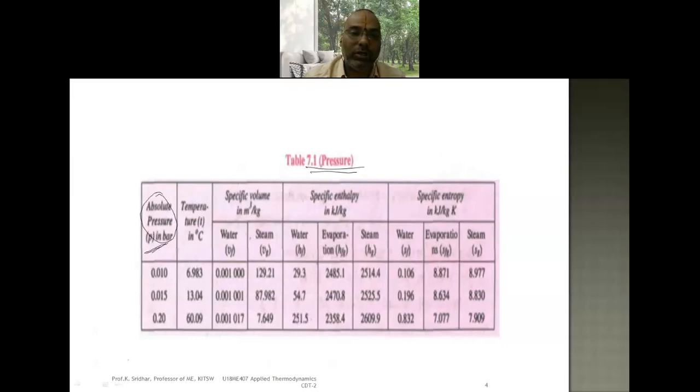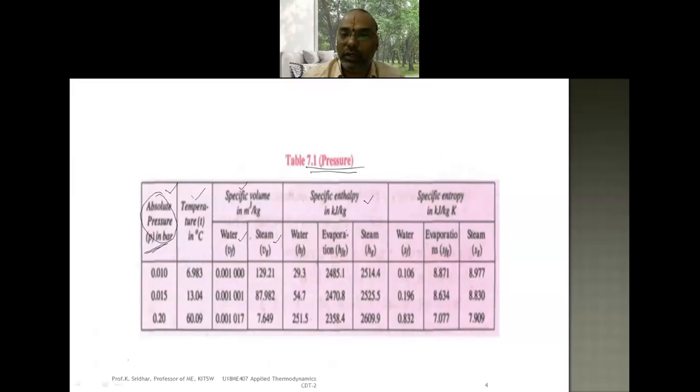If the temperature is in the first column, then it is known as a temperature based steam table. Now you can see in the first column we have the absolute pressure. The second column is the corresponding saturation temperature at this absolute pressure value. And the third column gives the specific volume of the steam, for wet steam as well as for dry steam.